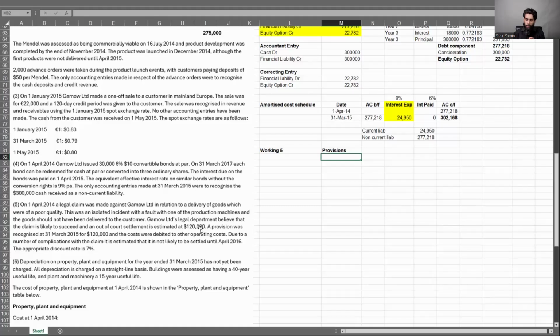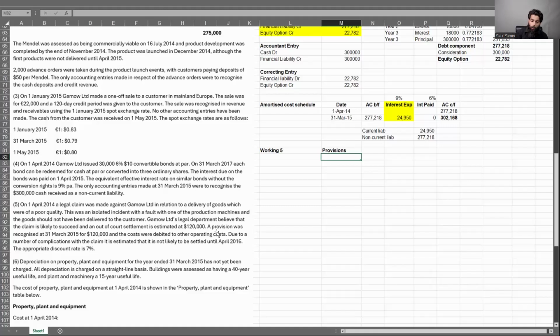There is present obligation because there is a court case outcome going to come. There is probable outflow because legal department likely believes that $120,000 is to be paid. There is a reliable estimate available. Legal department says you'll have to pay 120,000. So all of the conditions are met. Provision should be recognized.